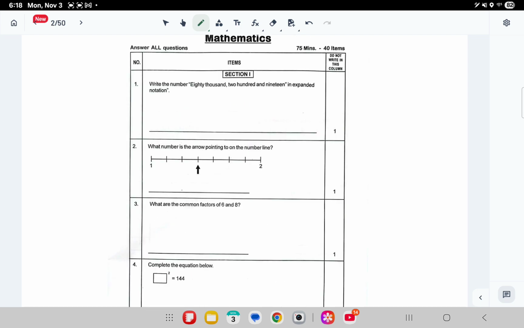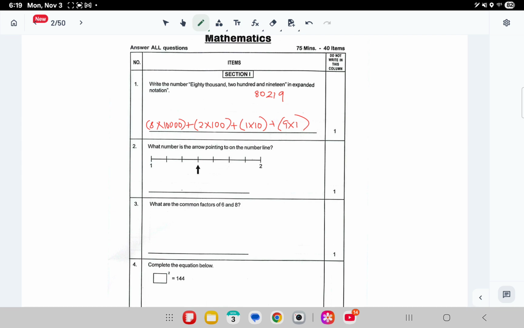Question number 1 states, write the number 80,219 in expanded notation. So what we'll do first, we'll write the numerals. So that's 80,219. So we know that will be 8 by 10,000, add 2 by 100, add 1 by 10, add 9 by 1. Alright, and that's the expanded notation.